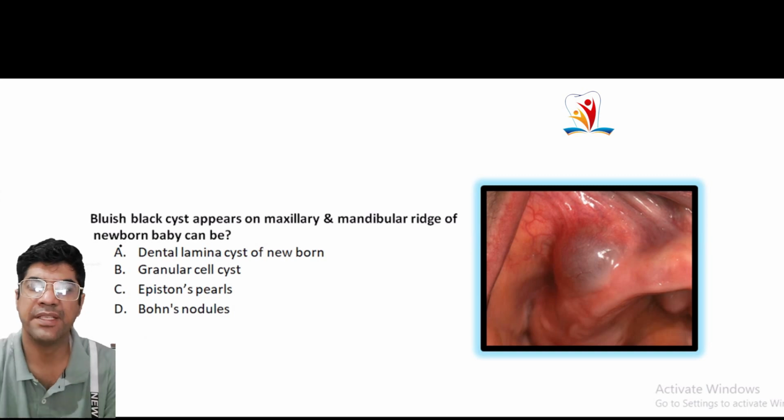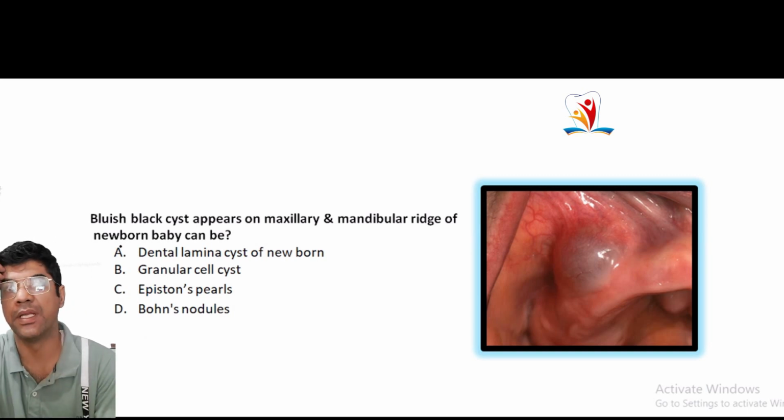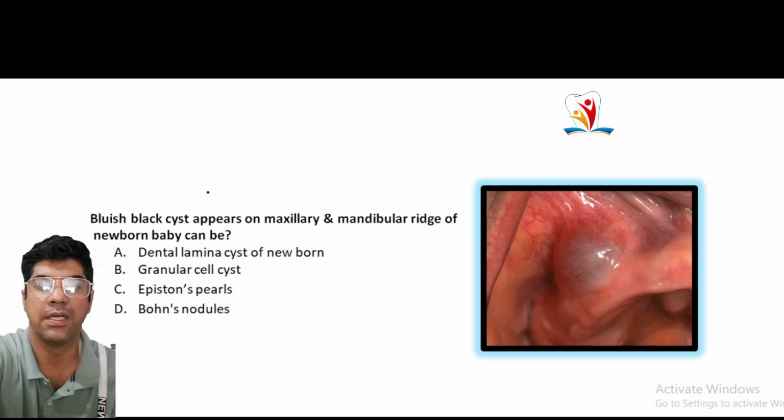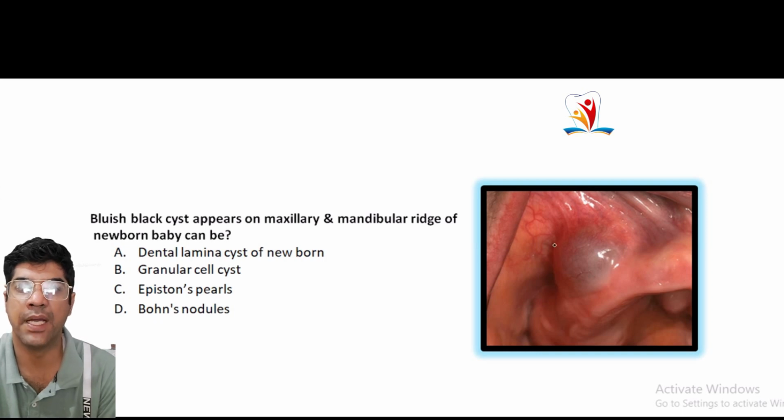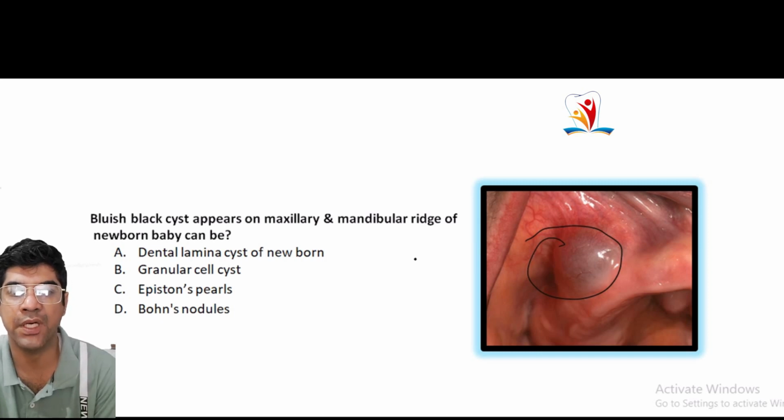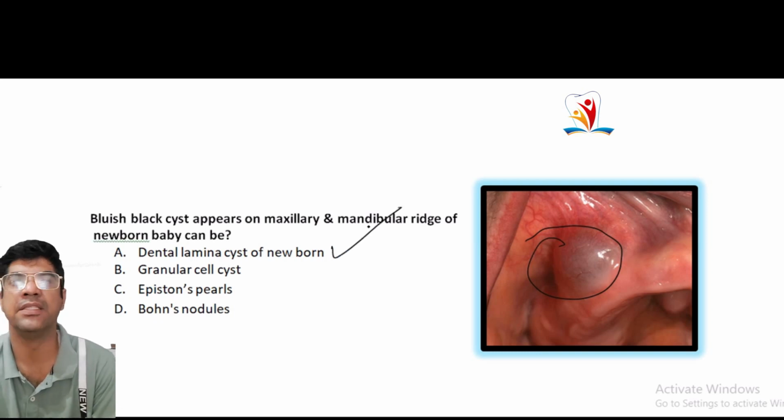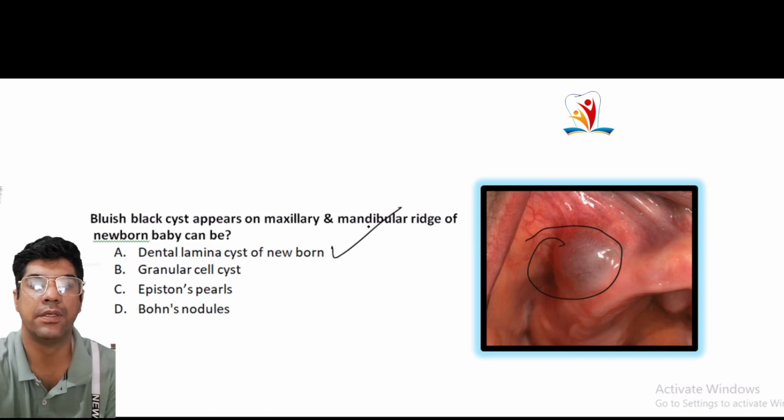Next question, a bluish blackish cyst appears on the maxillary and mandibular ridge of a newborn. That is the dental lamina cyst of the newborn. These are small benign cysts that can occur in the oral cavity just after birth. They are bluish in color, commonly found on the alveolar ridges of the jaw. These cysts result from the remnants of the dental lamina. They are normal findings in newborns and generally resolve on their own.